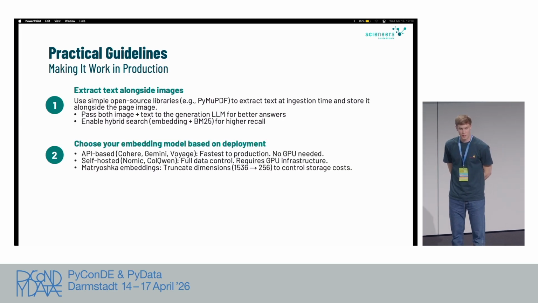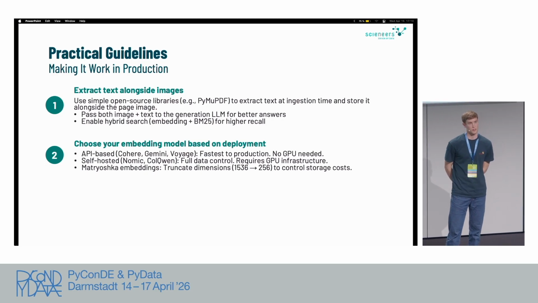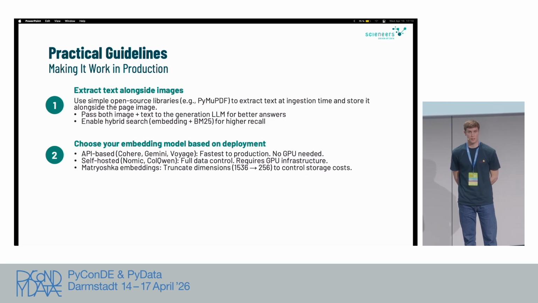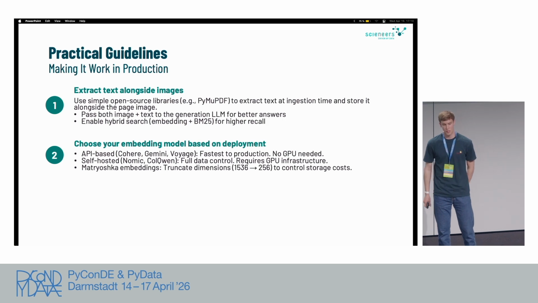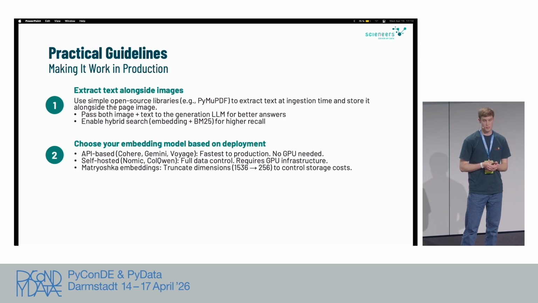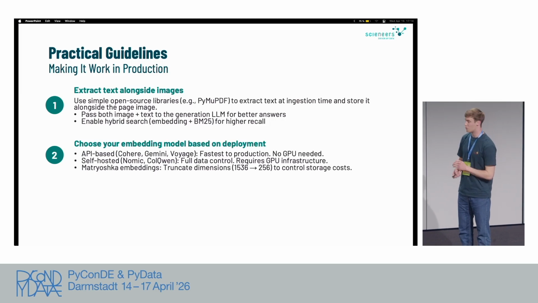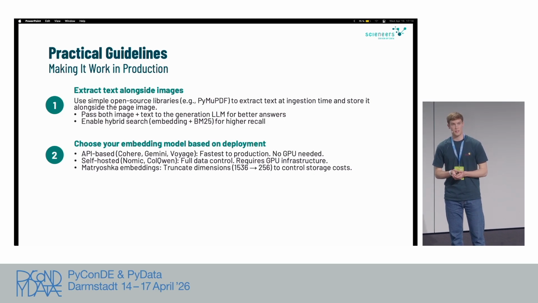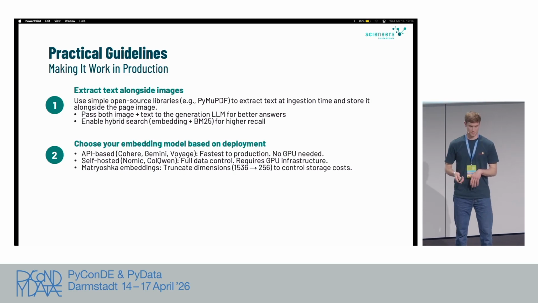The second point I want to make is how you choose your embedding models. So as I already said, there's API-based ones such as Cohere, Gemini, or Voyage, which are fastest if you just want to get started in production and which don't require you to set up any infrastructure. Then there's self-hosted ones. If you need full data control, you can deploy them on your own GPUs. And the thing I already mentioned is the Matryoshka embeddings, which most embedding models support, which basically allow you to truncate the dimensions, which in my projects I've done quite frequently just to reduce costs.